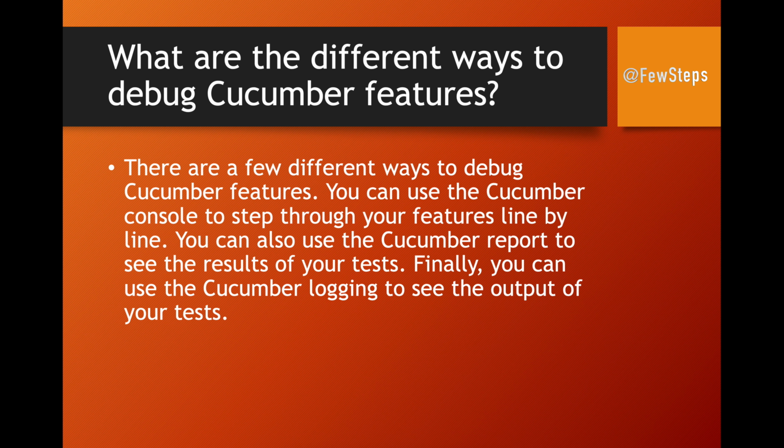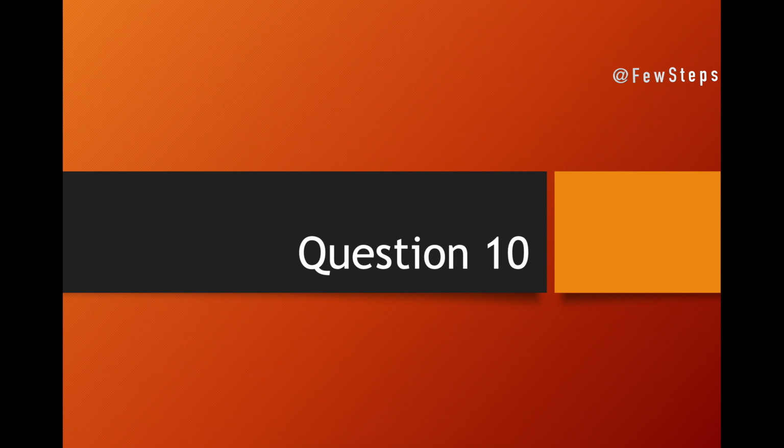Question 9. What are the different ways to debug Cucumber features? There are a few different ways to debug Cucumber features. You can use the Cucumber console to step through your features line by line. You can also use the Cucumber report to see the results of your tests. Finally, you can use the Cucumber logging to see the output of your tests.